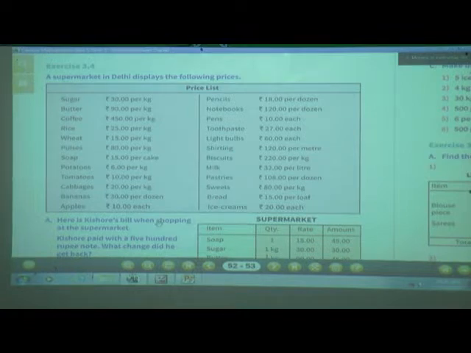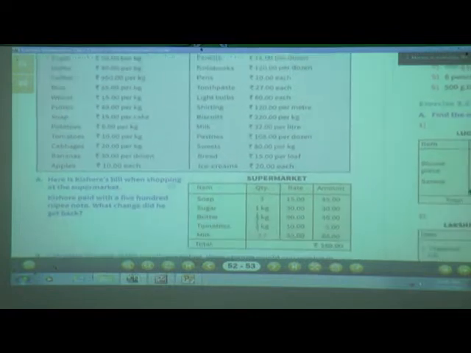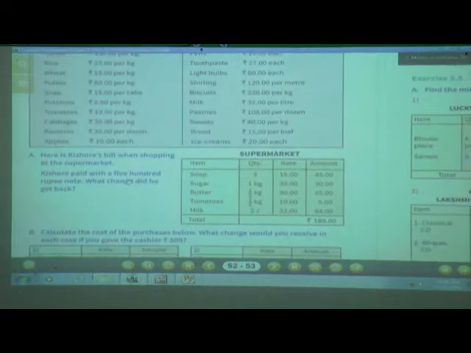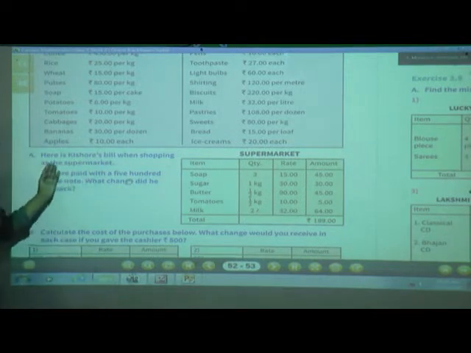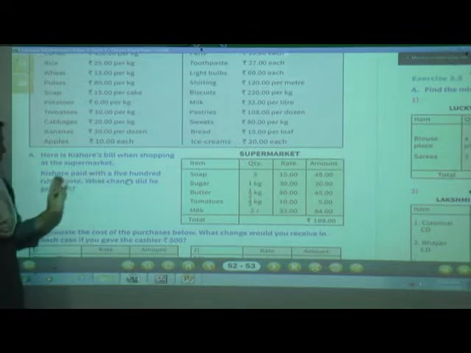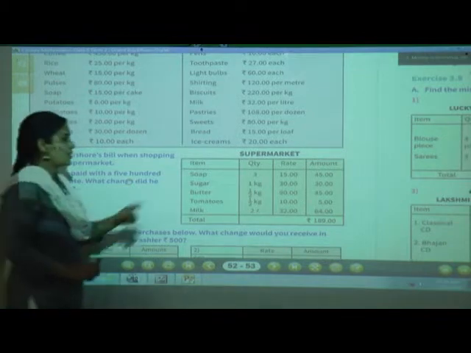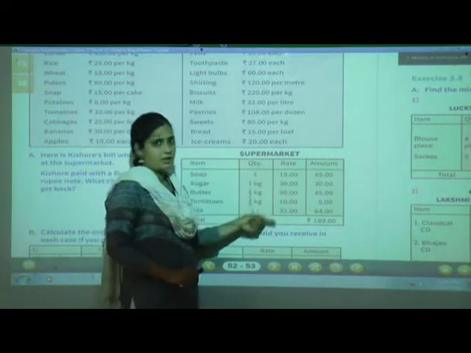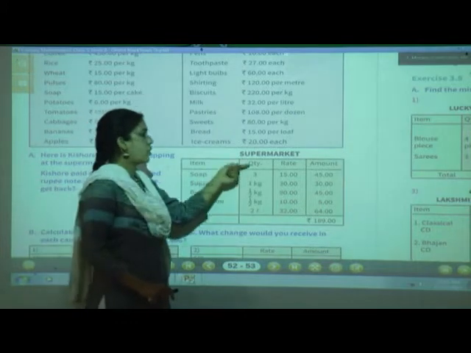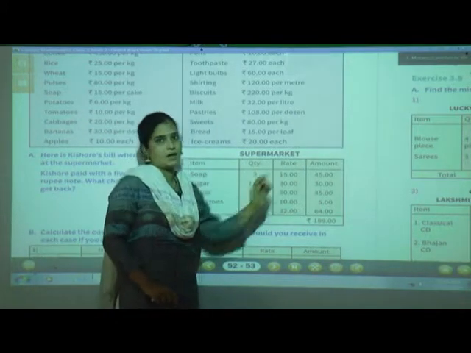Now see, here is Kishore's bill when shopping at the supermarket. Kishore paid with a 500 rupee note. What change did he get back? See here students, here is a supermarket list: item, quantity, rate and amount.